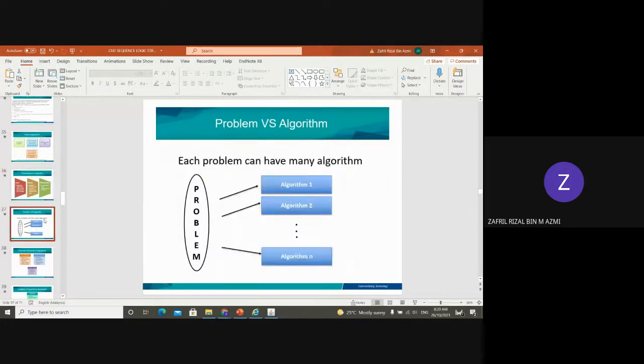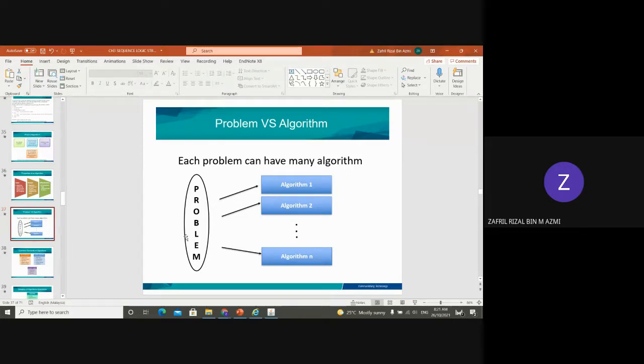Alright, so this is important. Please bear in mind if you have one case study and you need to solve it, student A may come out with algorithm 1, student B might come out with algorithm 2, and so on. So one problem, you may design more than one algorithm to solve it. It is not a matter of right or wrong. If it is right, it is right. If wrong, it's wrong.